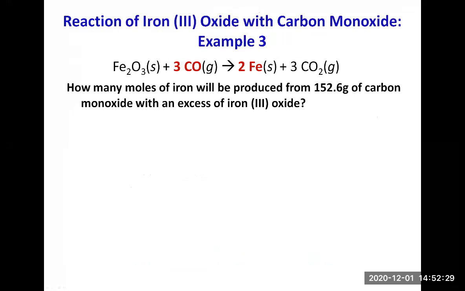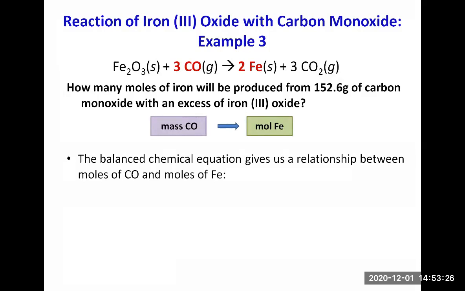Let's go through an example with the reaction of iron(III) oxide with carbon monoxide. You're given the chemical equation: Fe2O3 solid plus 3CO, that's carbon monoxide, will produce 2Fe solid plus 3CO2, carbon dioxide gas. So the question is, how many moles of iron will be produced from 152.6 grams of carbon monoxide if you have an excess of iron(III) oxide? So we want to know the number of moles of iron from a mass of carbon monoxide. We start with the mass of carbon monoxide, one of the reactants, and we want to know the number of moles of one of the products.